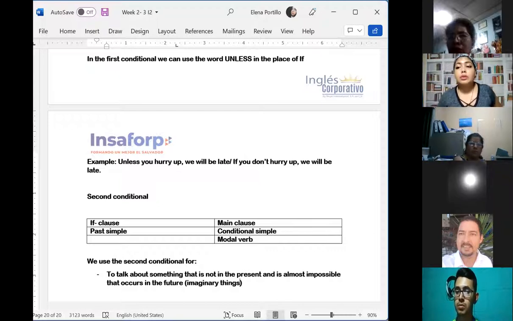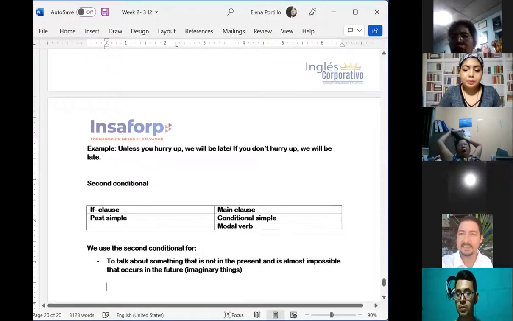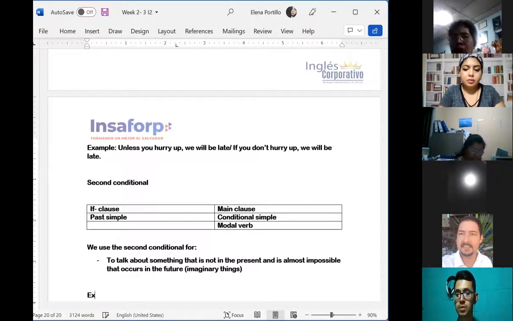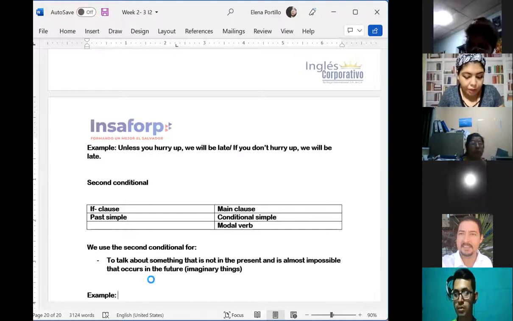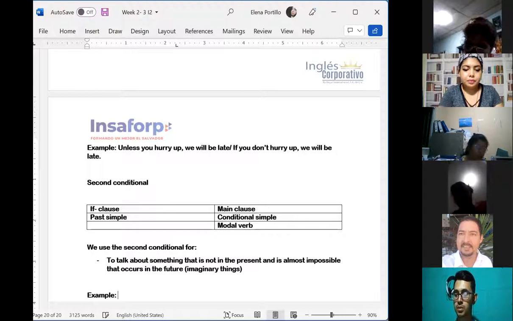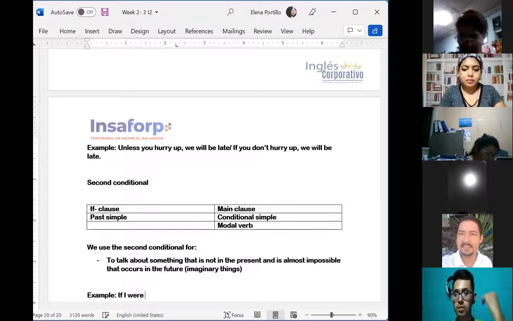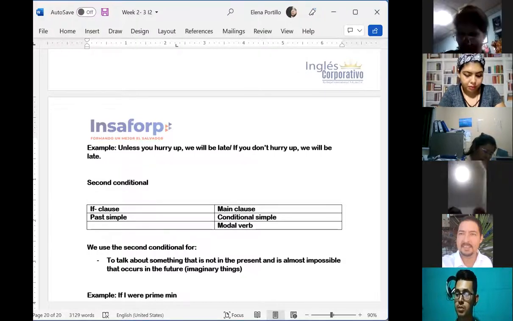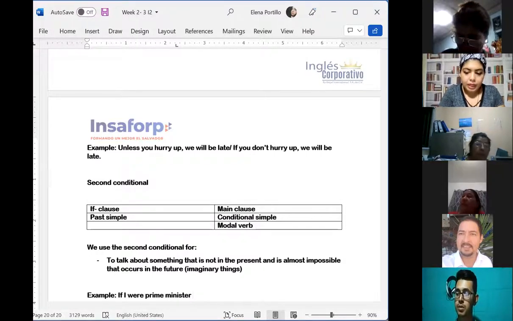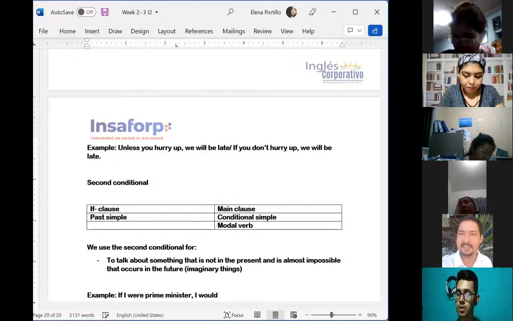But in the first part, we were saying that it's something that is almost impossible, but maybe it can happen. But that is not like something that is true, like in the first one or the zero conditional, for example. So we have the example: if I were prime minister, I would make school holidays longer.